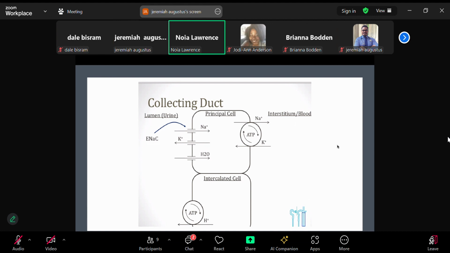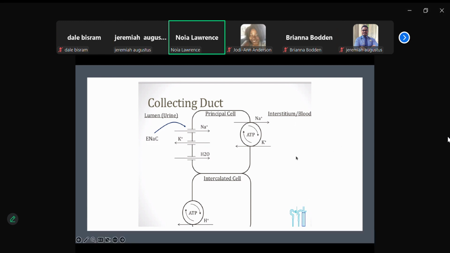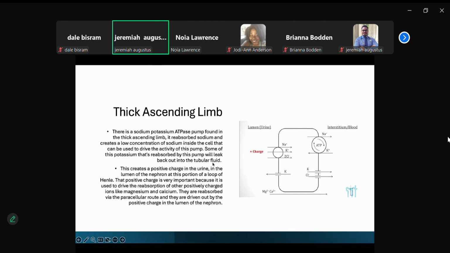Okay, for me, I'm still trying to figure out the high concentrate, because I understood it up until the distal tubule. The distal tubule. Let me go back to the distal tubule. So you understand up to here?